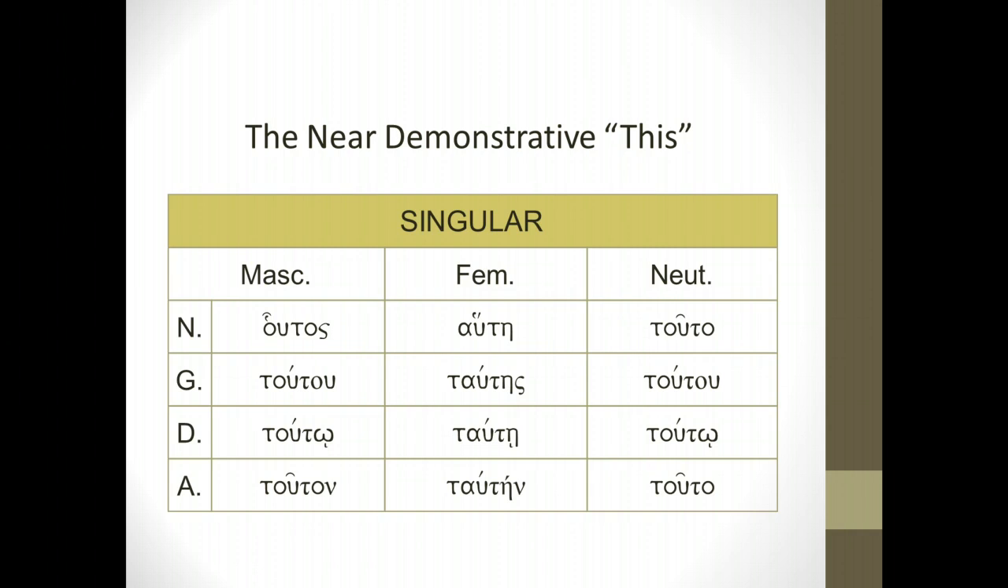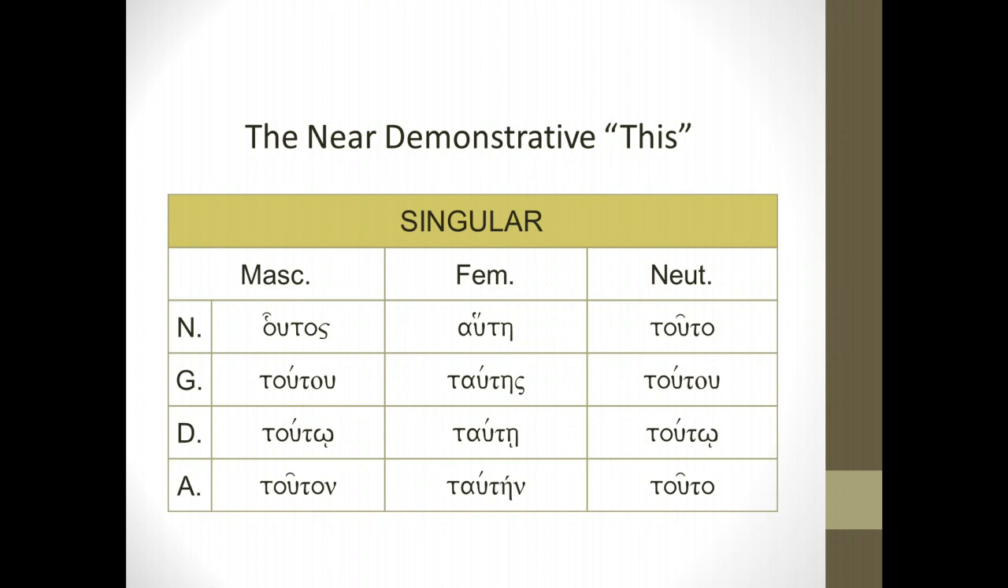One word of caution. Take a look at the feminine nominative. Does that look familiar to you? Look like anything else you know? Well, you already see something very similar to it as aute, which is the third person feminine nominative singular pronoun she. We know that is aute, and it's a she. But in this case, keep in mind that rough breathing sound here is haute, so in this case, it's this.